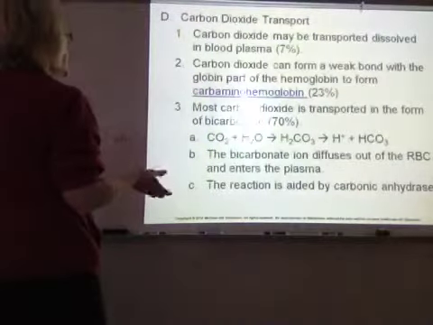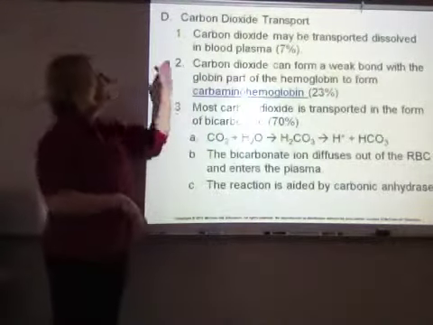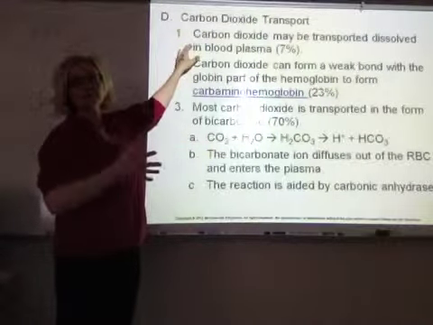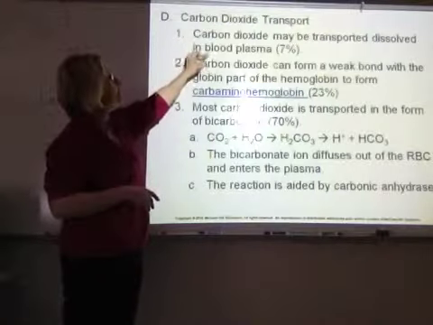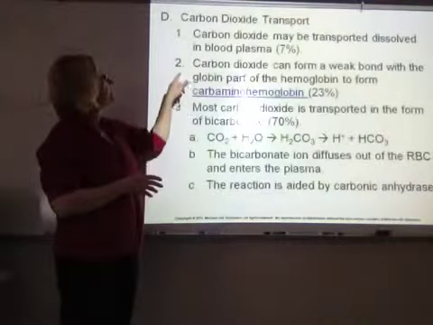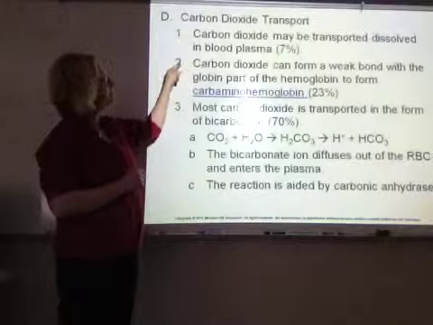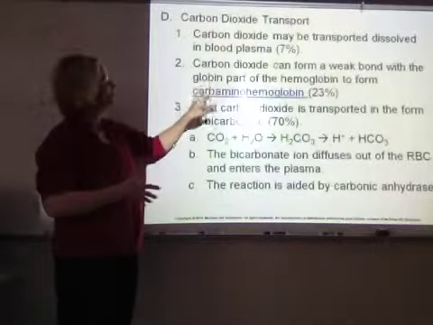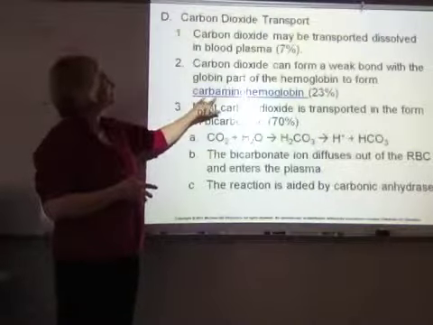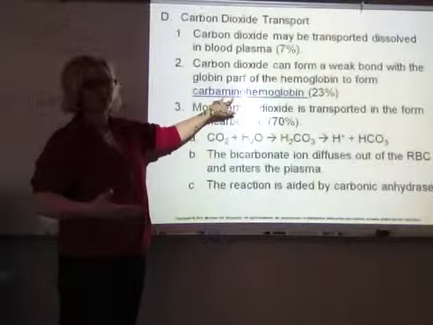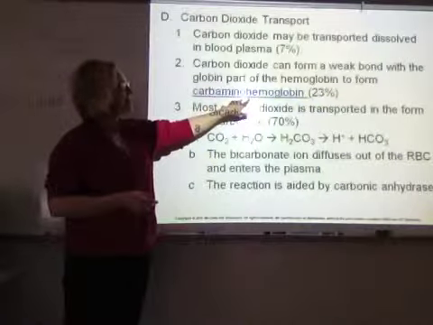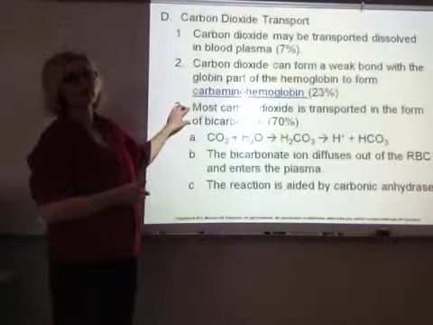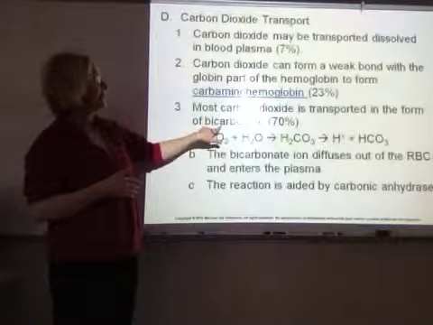So oxygen's carried by hemoglobin. Carbon dioxide can be also transported in your plasma, a little higher percent, 7%. Carbon dioxide can form a weak bond with the globin part of your hemoglobin, and then it's called carbaminohemoglobin, and that's about 23%. But most carbon dioxide, this is the most common one, is carried as bicarbonate.